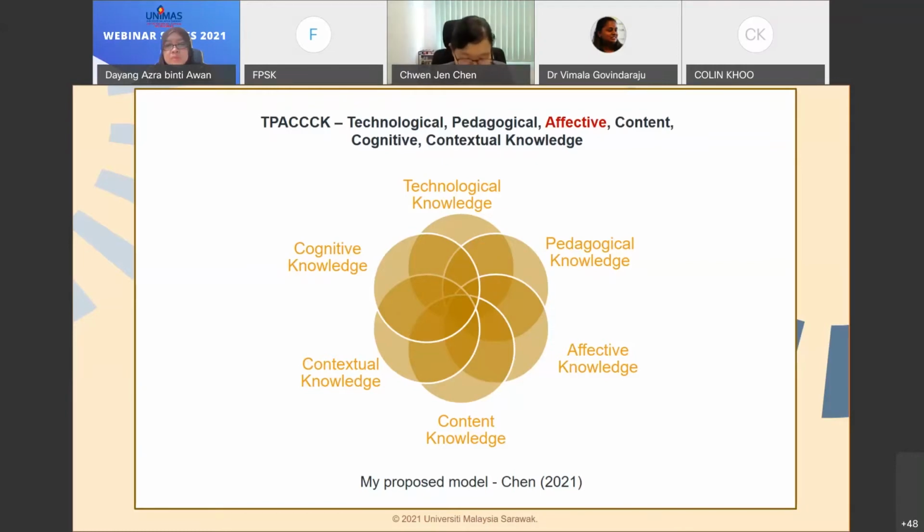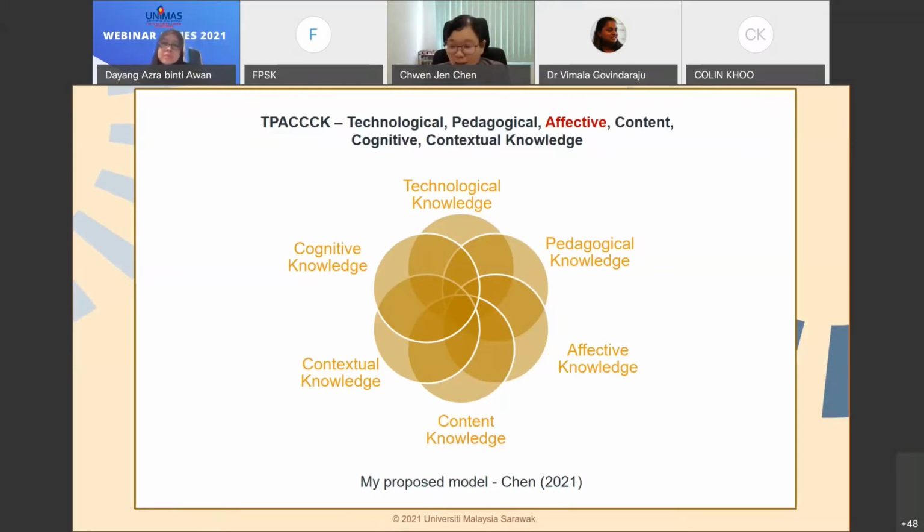For example, if we have a 2 or 3 hour live lecture, a passive session with our students, can you imagine the emotion of our students? So this is the affective knowledge domain, which I feel, if it is included in the model, will make a more comprehensive model that can describe the types of knowledge that the instructor needs to have before the instructor can start to design that online learning.